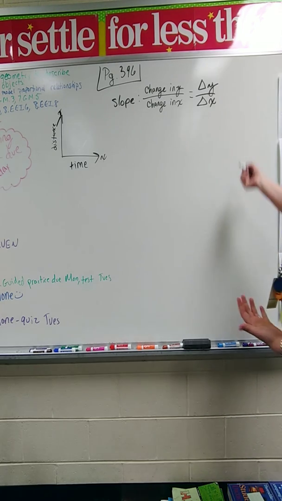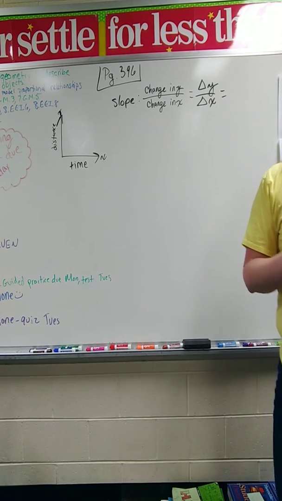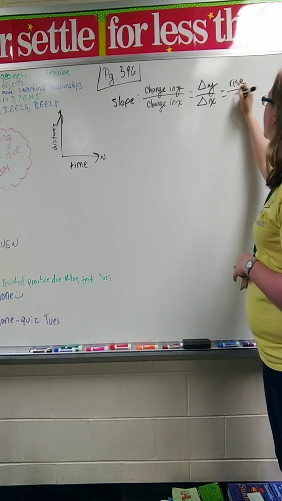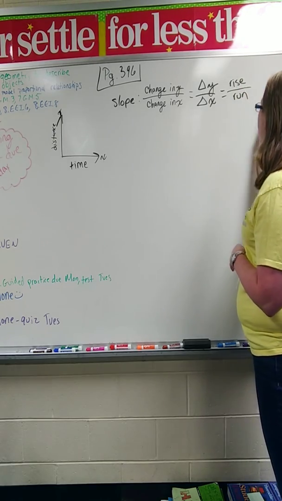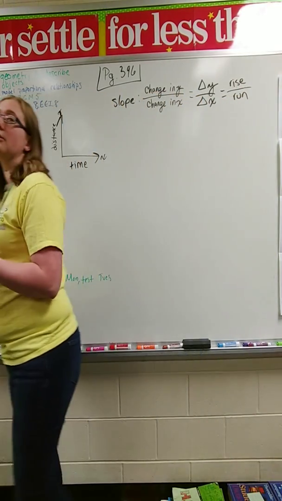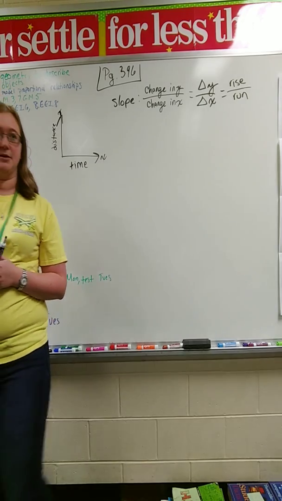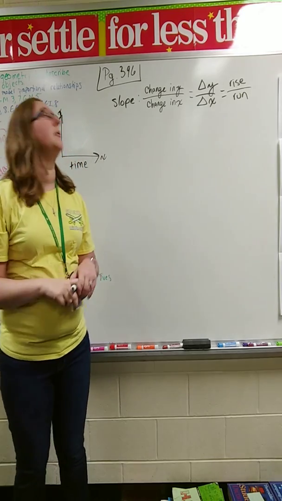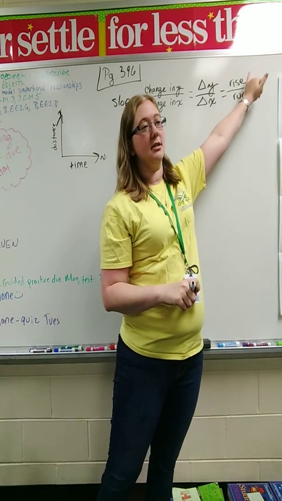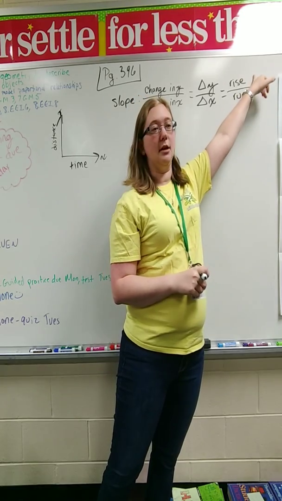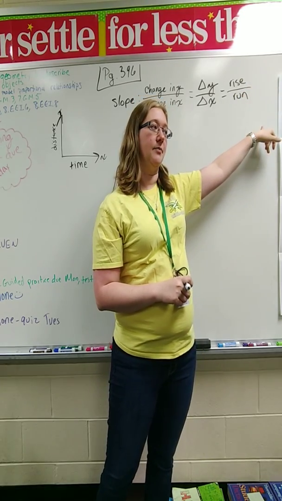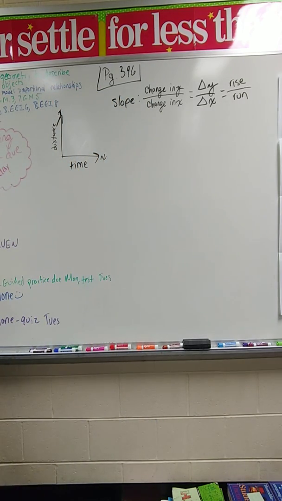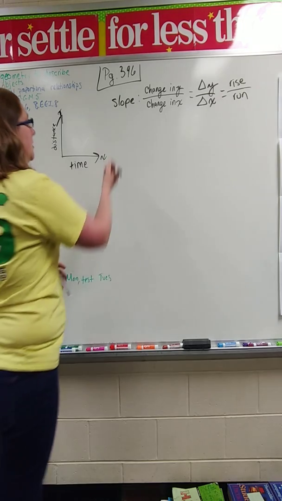Alright? We may have also heard that called the rise over the run. The rise tells us where our y value is, correct? Yep. And the run goes side to side. So this is another way that you might have heard this referred to, where the rise is our y value, the run is the x. Okay? So when we look at that table on page 396, what is my change in y?